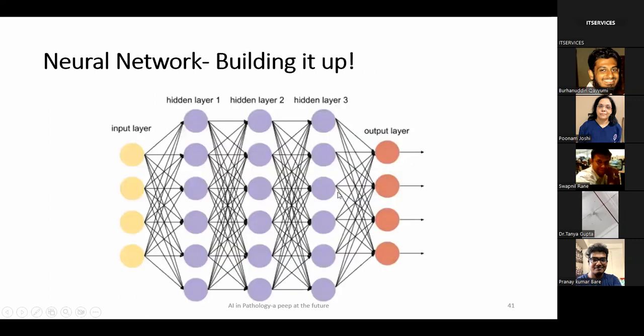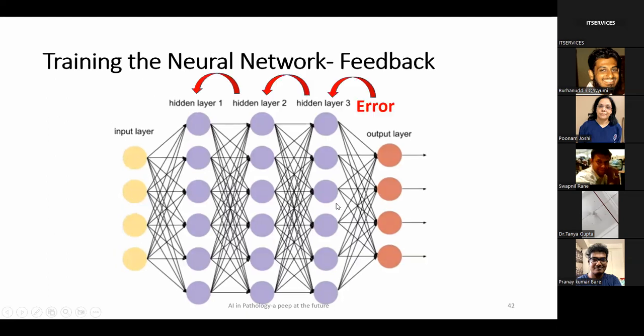We can now build this up to increase in complexity, have more hidden layers, and different types of connections between the layers. Depending on the initial first round of training, the difference of the prediction from the actual output is fed back into the network. And this is how we train a model.